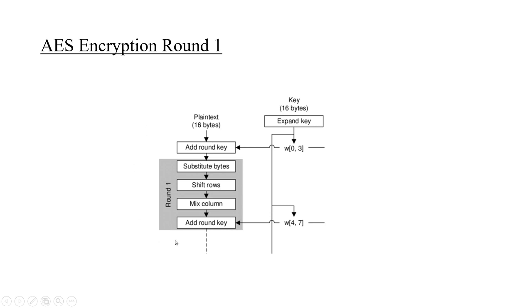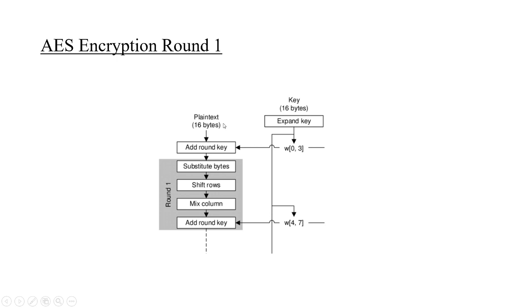AES encryption round 1 block diagram. Here, a round consists of 4 blocks. The first one is substitute bytes. The second one is shift rows. The third one is mix columns. And the fourth one is add round keys. Here it shows round 1. All other rounds are the same as round 1 except the last round. It means the 10th round is different. That is, the 10th round doesn't have mix columns.